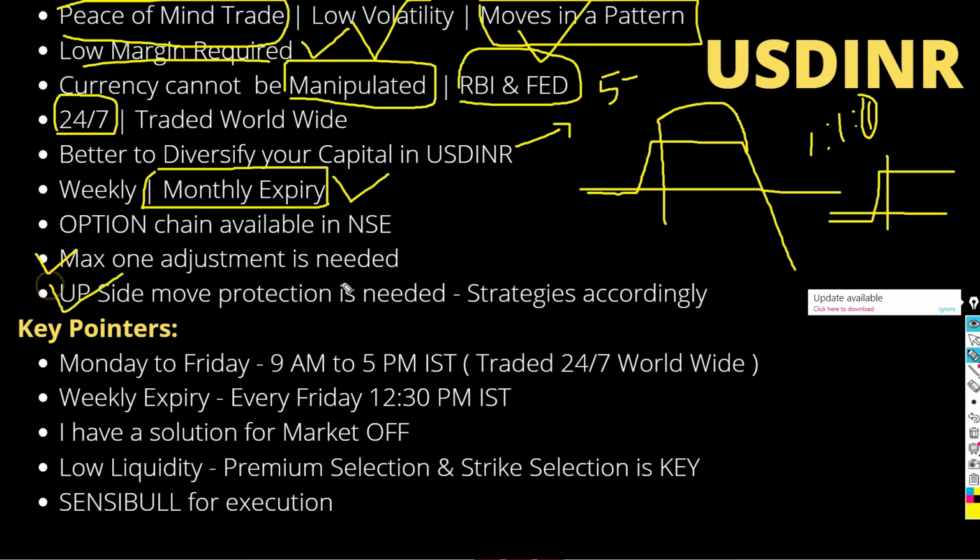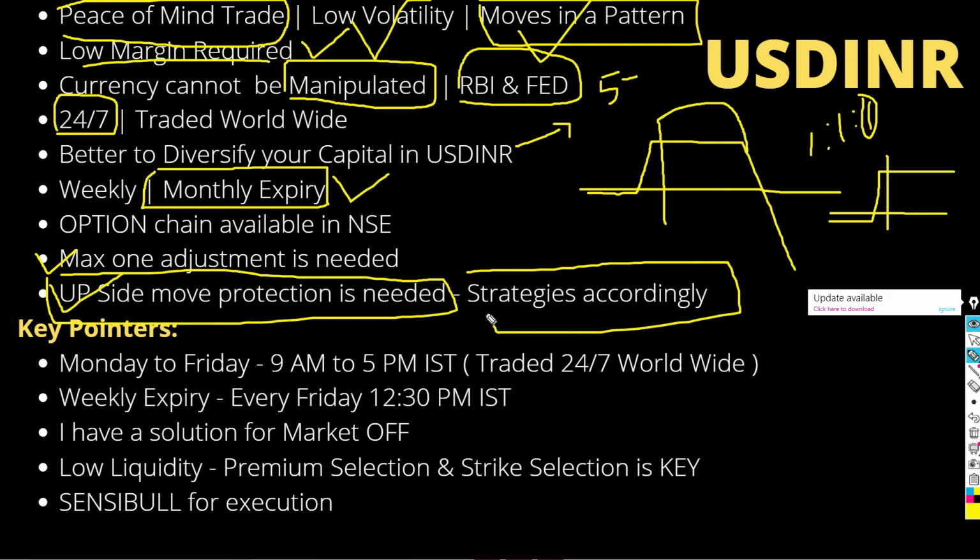Upside movement we have already discussed. This is my focused area. I'll show you what strategies we need to deploy accordingly. There are only 3 to 4 strategies with the adjustments. I'll tell you. Monday to Friday 9 a.m. to 5 p.m., traded worldwide, right? Weekly expiry is every Friday at 12:30 p.m. This is the sort of expiry you can correlate with the Nifty and Bank Nifty expiry on Thursday at 3:30. I have a solution. This is where I wanted to focus.